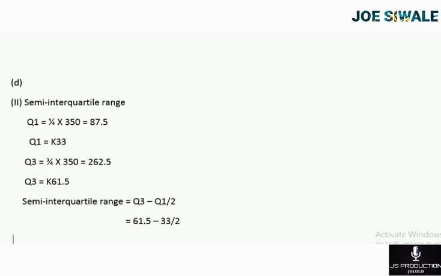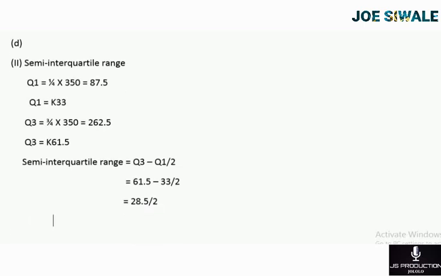So my semi-interquartile range will be equal to 61.5 minus 33, that's 28.5. So I have 28.5 divided by 2. Then my semi-interquartile range is equal to 28.5 divided by 2, which is 14.25. And I know that that's in kwacha. So that's 14.25 kwacha. So that's the semi-interquartile range.